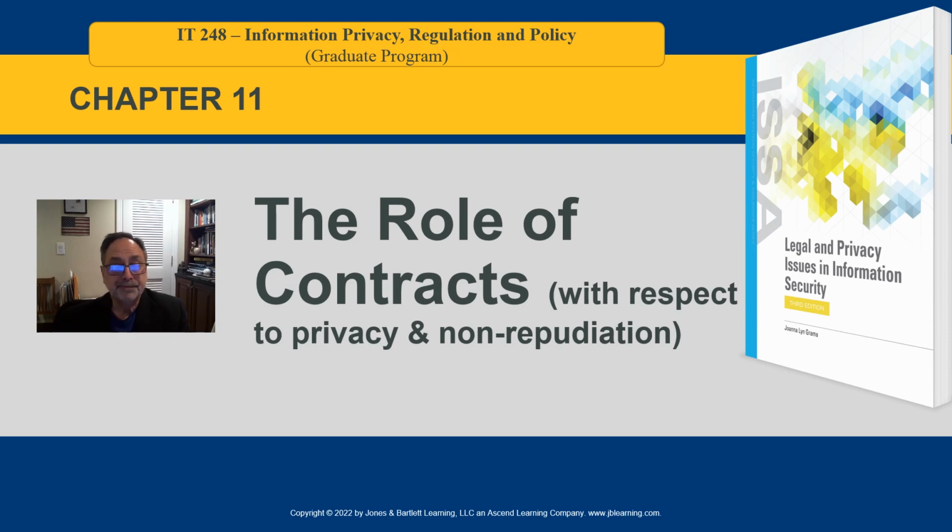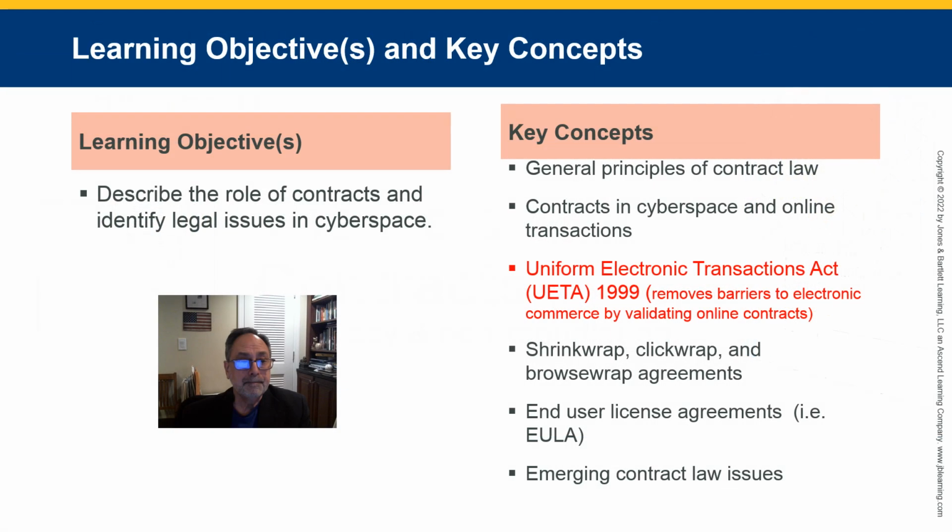So let's move on. I want to point out a couple of things in this high-level introduction to this module, and that is the Uniform Electronic Transaction Act, UETA, which was passed in 1999. This act really removed some technical and legal barriers to electronic commerce in terms of validating contracts online. So it clarified the legality and the specificity of how electronic contracts would function.